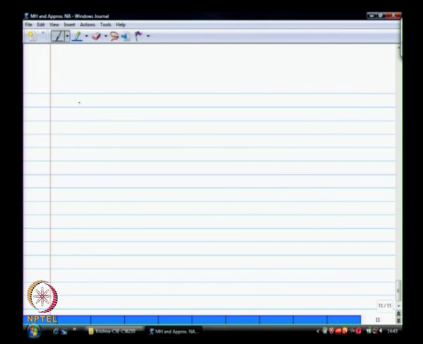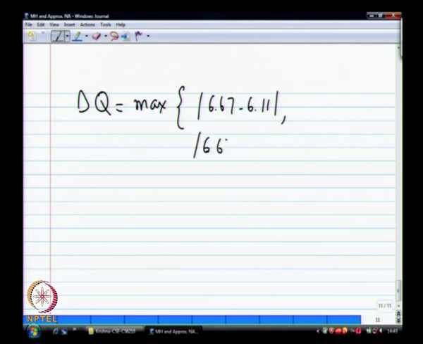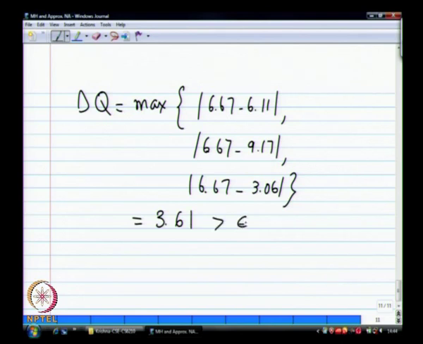So now I look at delta Q, which is the max of 6.67 minus 6.11, then 6.67 minus 9.17, and then 6.67 minus the third. So this happens to be greater than epsilon.